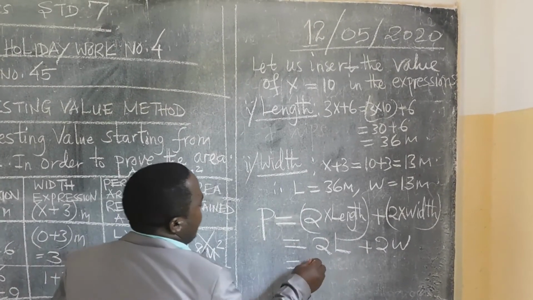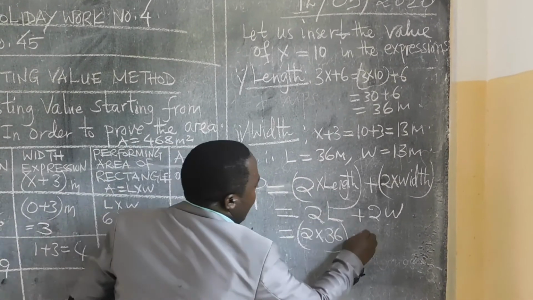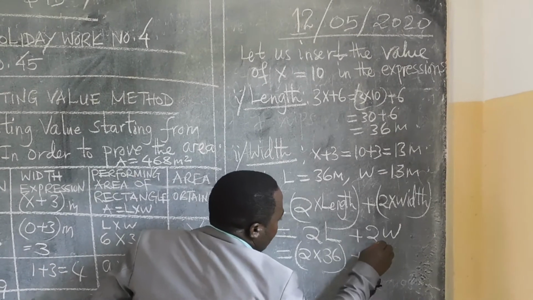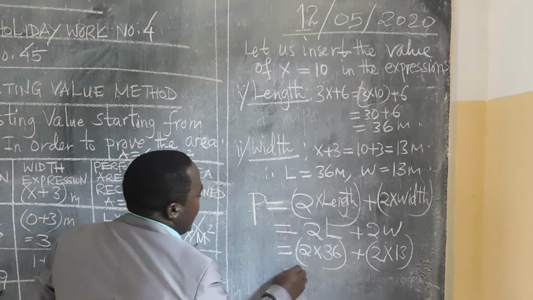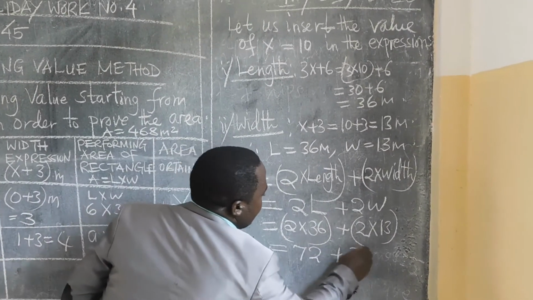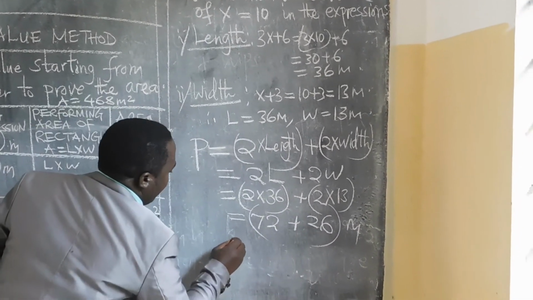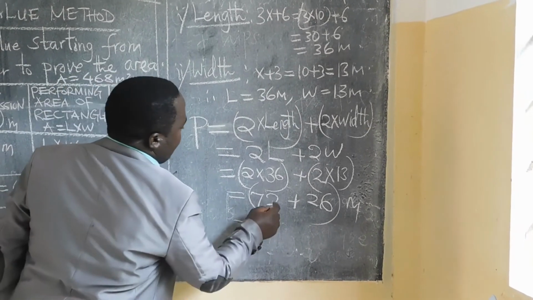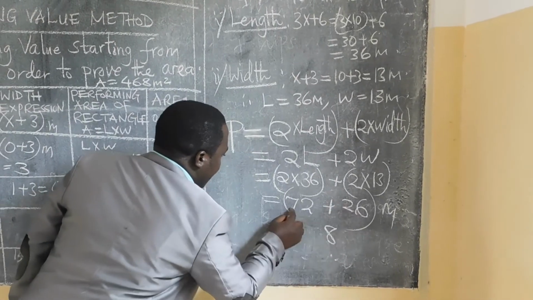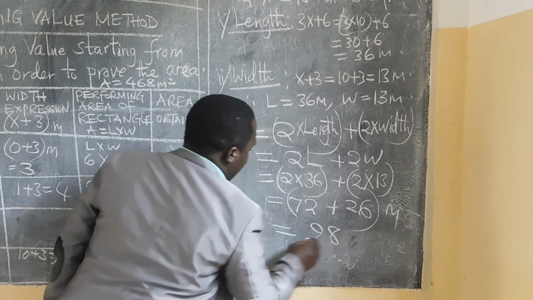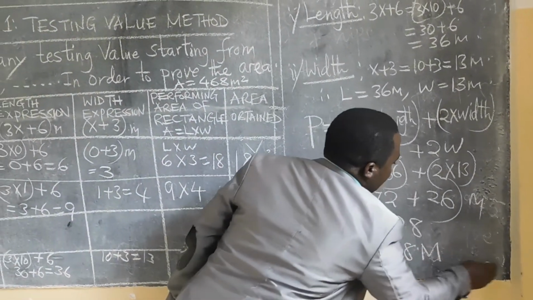This means now we have to take 2 times the length. The length given there is 36, plus 2 times the width. The width there is 13. So we get 72 plus 26 meters. Therefore, we are getting 72 plus 26, 6 plus 2 is 8, and 2 plus 7 is 9. So our perimeter now is equal to 80 meters.